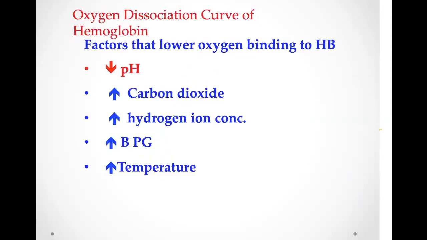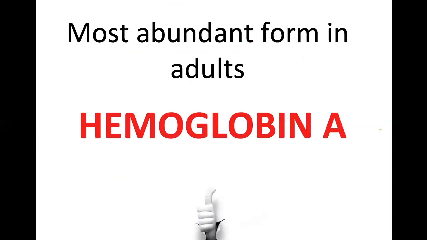So here, factors that lower oxygen binding to hemoglobin. Now, if you notice, for memorization purposes, everything is increased except the pH. So my heads up, examiners love to change the direction of the arrow, whether it's going to be increase or decrease. That's why I highlighted that in red. Now, let's take note of this reminder. The most abundant form of hemoglobin in adults, letter A for adults, is hemoglobin A.